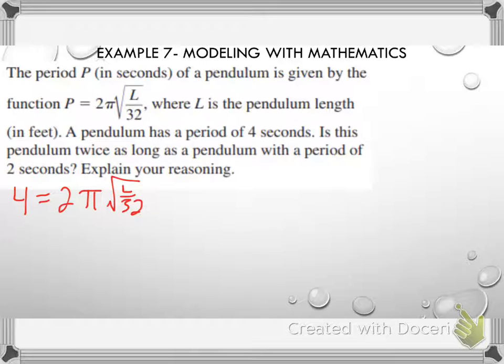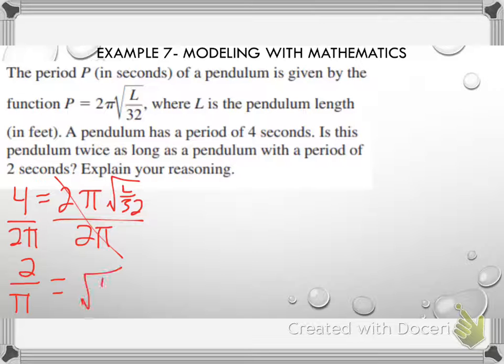Is my radical by itself? No. What would be my first step to get the radical by itself? Divide both sides by 2 pi. 4 divided by 2 would give me 2. I still have that pi in the denominator, equals the square root of L over 32. Questions on that first step?